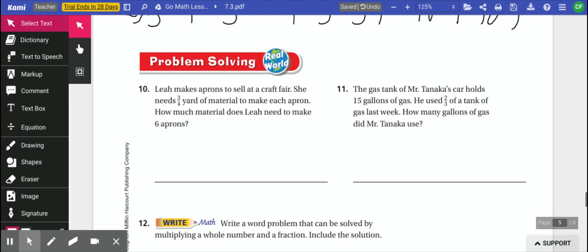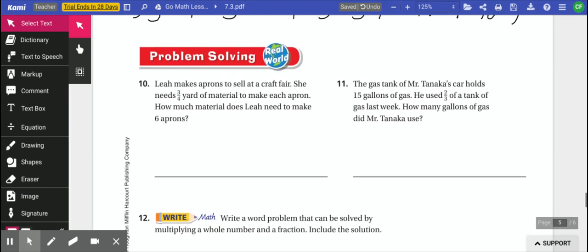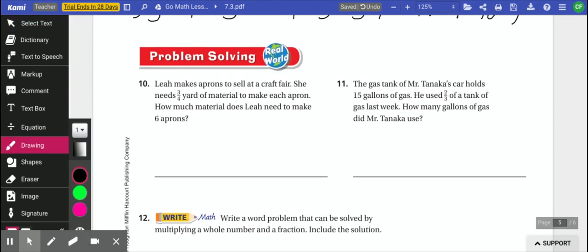Alright. I just want to go over a word problem with you, just so that you can see how to pull that information out of the text. Alright. So I have Leah makes aprons to sell at a craft fair. She needs 3/4 yard of material to make each apron. How much material does she need to make 6 aprons?